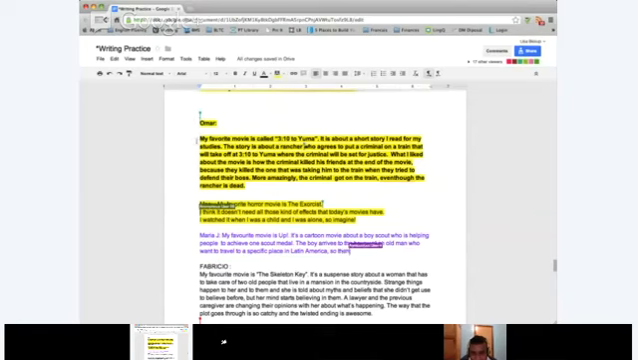My favorite movie is called 3:10 to Yuma. It's about a short story I read for my studies. The story is about a rancher who agrees to put a criminal on a train that will take off at 3:10 to Yuma, where the criminal will be set for justice. What I liked about the movie is how the criminal killed his friends at the end of the movie, because they killed the one that was taking him to the train when they tried to defend their boss. More amazingly, the criminal got on the train even though the rancher is dead.